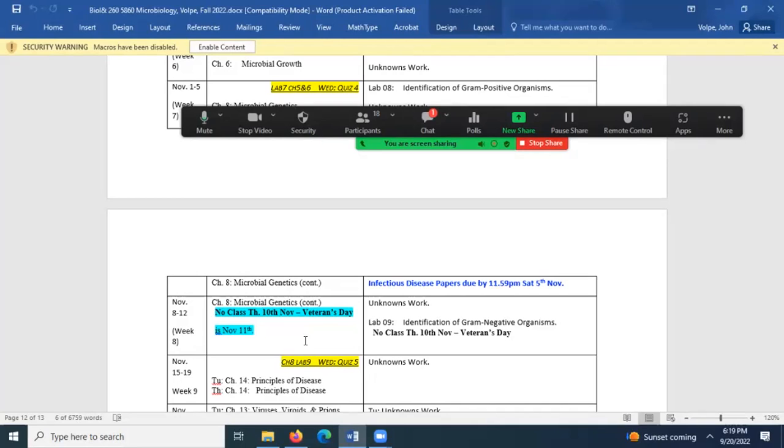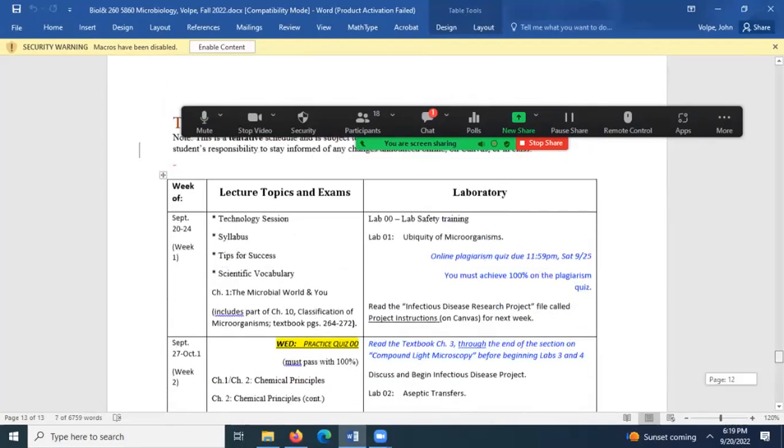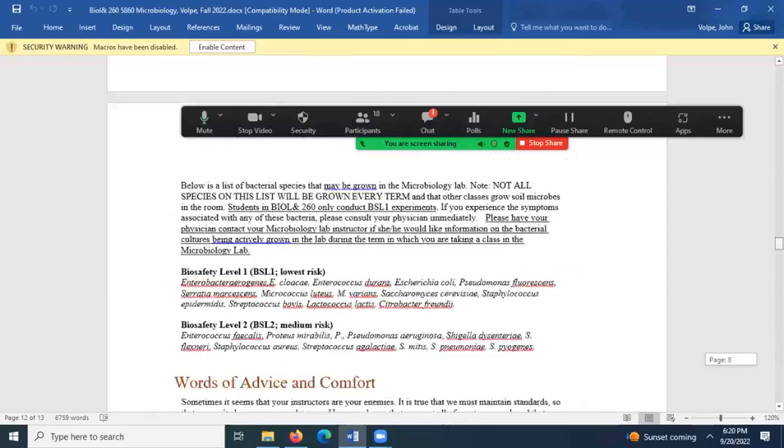And if ever we need to add a day, I will take this back and say that we're going to meet on November 10th. But at the moment, this day is off. Any question there? All right. Anyways, the schedule is here. We need to talk about the syllabus, which I'm almost finished with here. I've gone through tips for success. Not covered too much scientific vocabulary yet, but we need to start chapter 1 and eventually chapter 10. And then on the right side is the laboratory schedule. Any questions?